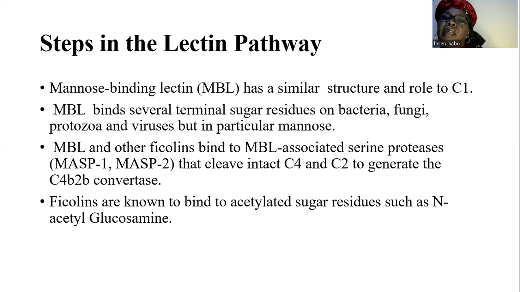Now you also have a group of compounds known as ficolins, similar to mannose binding lectin. There are three types: ficolin 1, ficolin 2, ficolin 3. These ficolins are known to bind to acylated sugar residues such as N-acetylglucosamine, which is found in the peptidoglycan polymer of the bacterial cell wall.